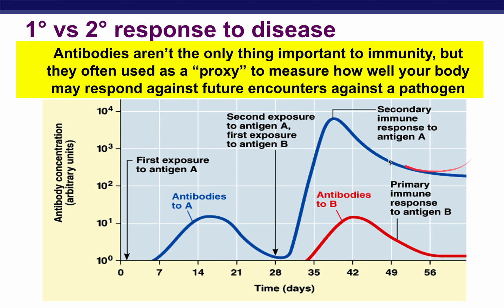So just a heads up, antibodies are usually used as a proxy to measure how well your body may respond to future encounters against pathogens, but it's actually your B cells and T cells that are just as, if not more, important than the amount of antibodies in your blood. They're just harder to measure. So usually that's not the easiest way of measuring if a vaccine is successful. They mainly pay attention to the antibodies.